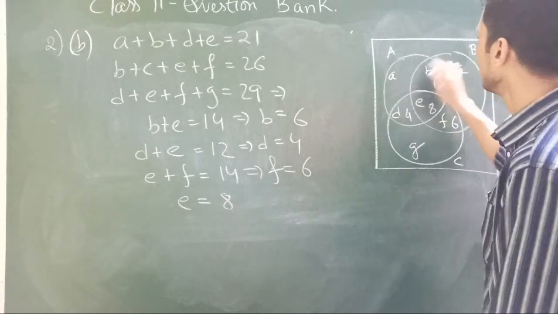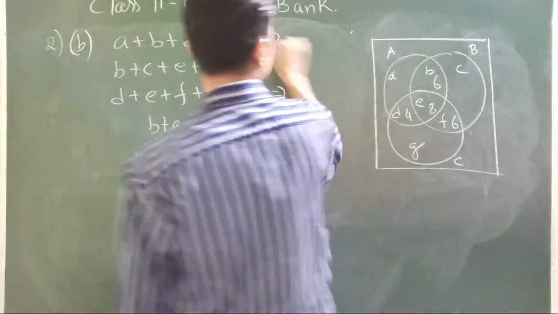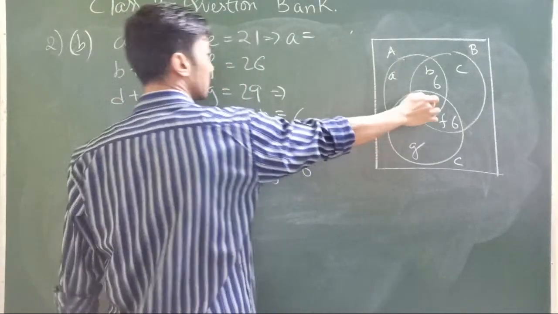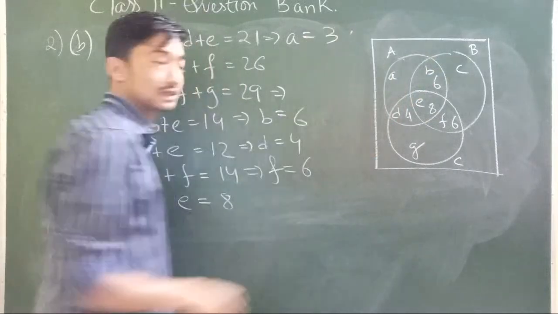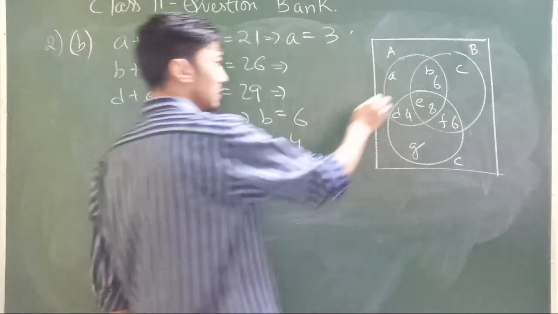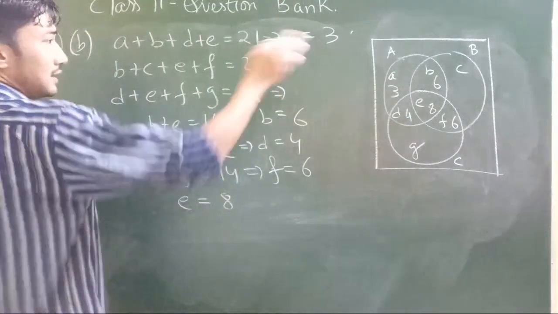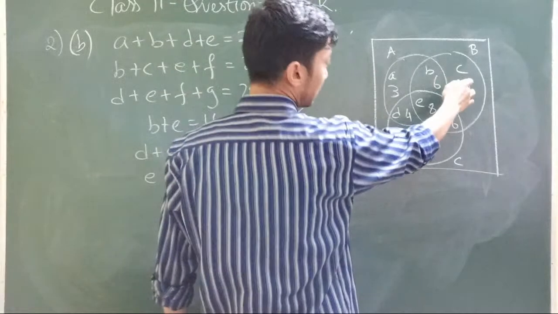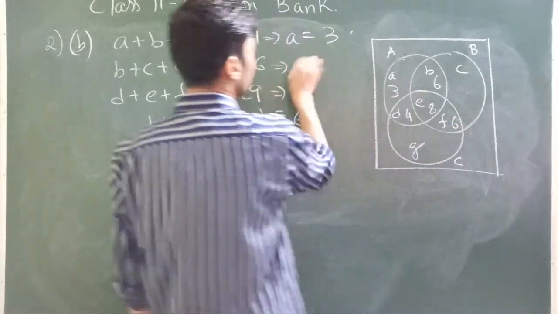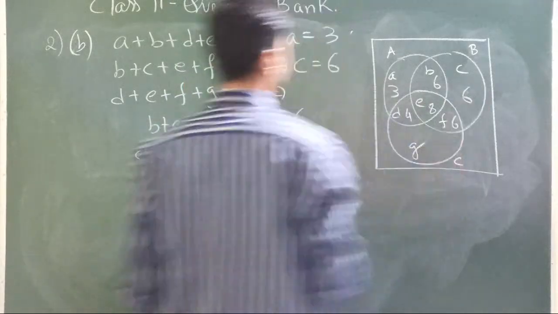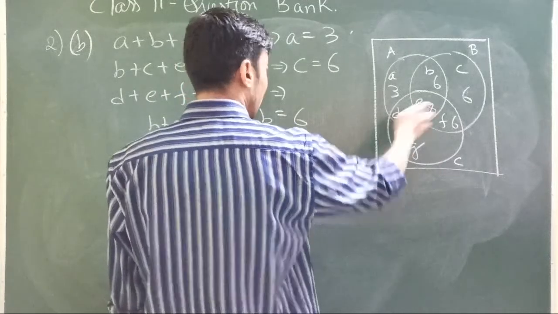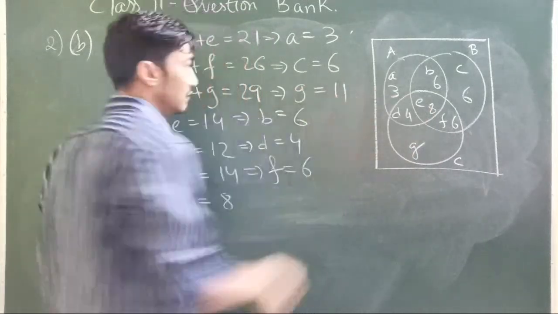This value total was 21. So from there we will get the value of A, that is 21 minus 6 plus 4, 10 plus 4, that's 3. I'm doing it directly. I believe class 11 standard you should not be having problems with these simple calculations. C value will be how much? 26 minus 6 plus 6, 12, 12 plus 8, 20, so C value is 6. And the value of G, 29 minus 18, so G value is 11.